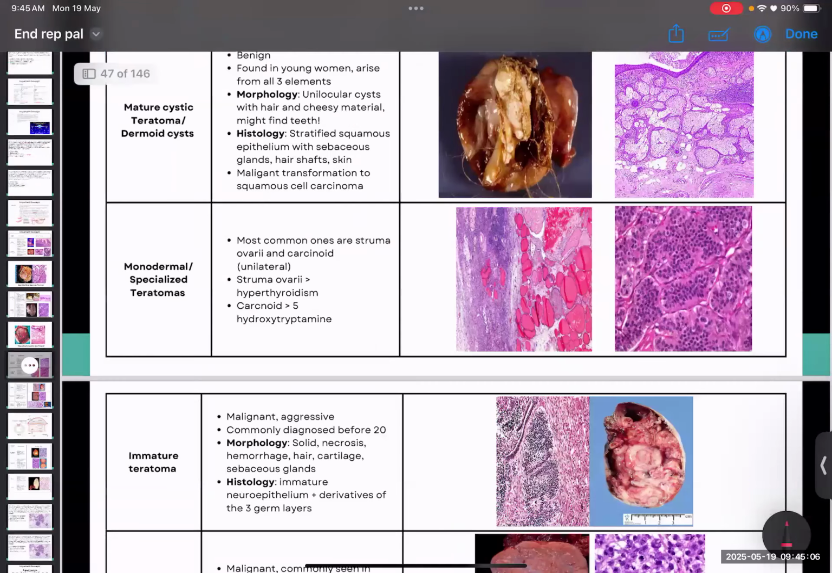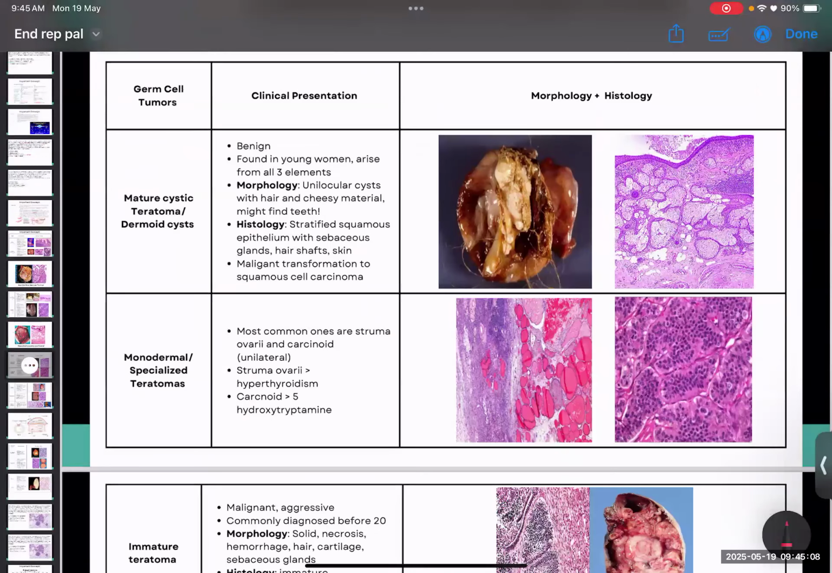Moving on to germ cell tumors, we start off with mature or cystic teratomas or dermoid cysts. I kid you not, this is like my top 3 fears. I cannot fathom having a ball of cells that's filled up with like skin, teeth, and sebaceous glands and bones and cartilage. Like, no, it's literally my top 3 fears.